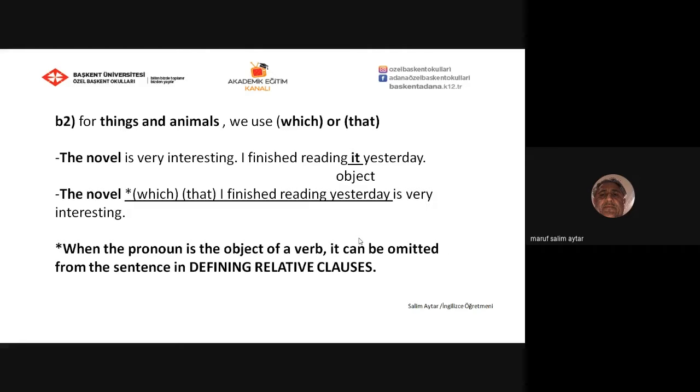For things and animals, we use which or that as an object. The novel is very interesting. Yes, but which novel is very interesting? The novel which or that I finished reading yesterday. When the pronoun is the object of a verb, it can be omitted, left out from the sentence in defining relative clauses. As I said before, these pronouns, because they are the object of the verb, can be omitted or left out. They are optional.